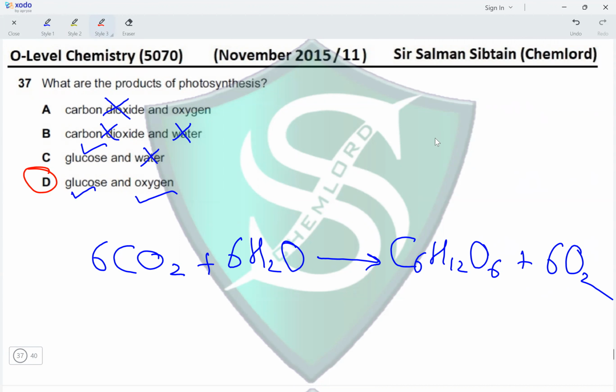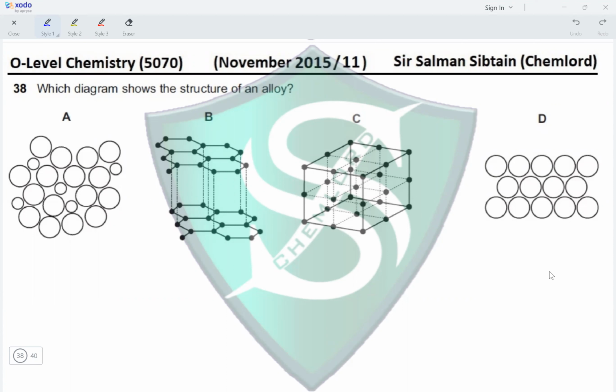Question 38. Which diagram shows the structure of an alloy? So an alloy contains different sized atoms in a lattice arrangement. So in A, we've got one larger atom and two smaller atoms present. So this is the structure of an alloy. In B, we've got two layers of hexagonal carbon rings. This is the structure of graphite.